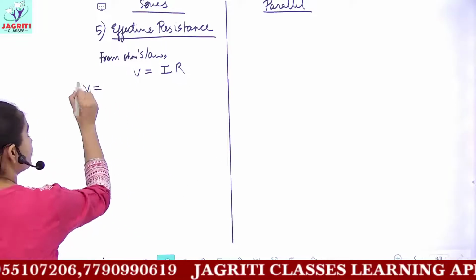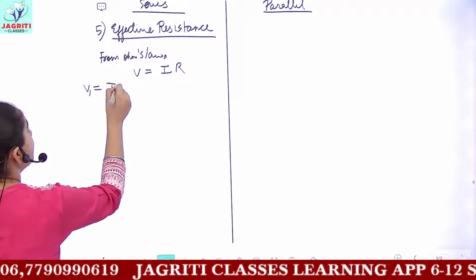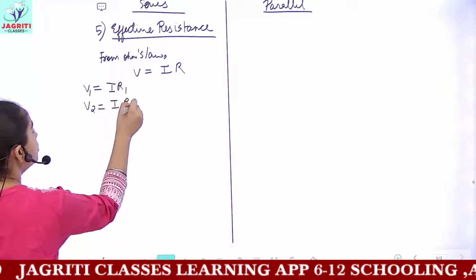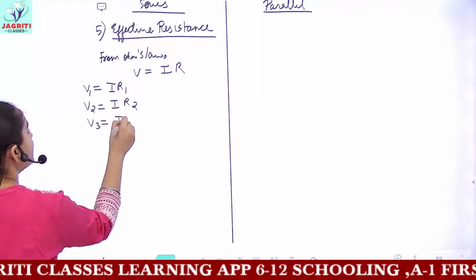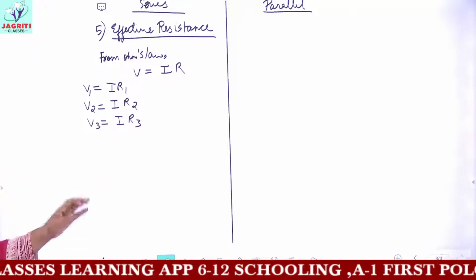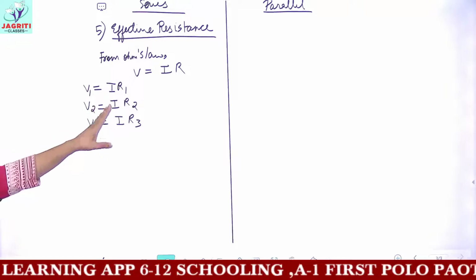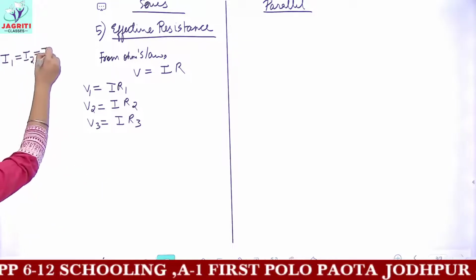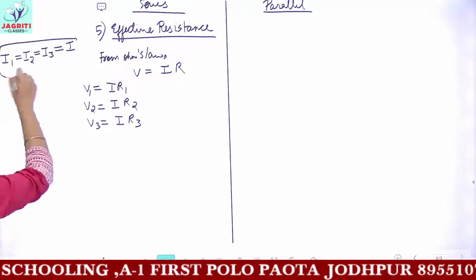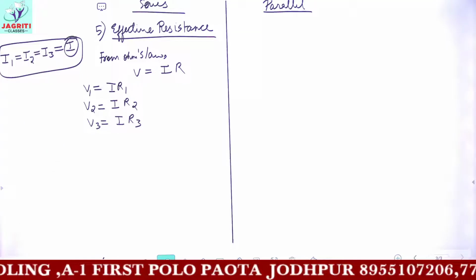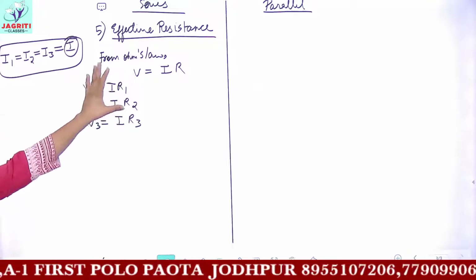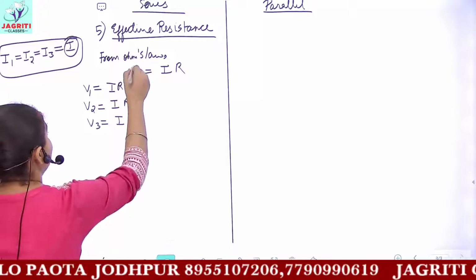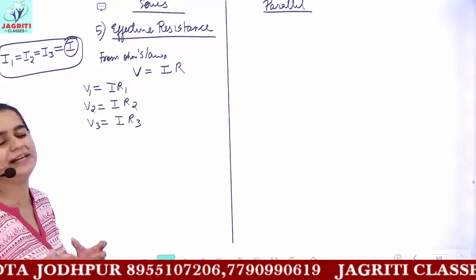That is, the potential of the first would be IR1, the potential of the second would be IR2, and the potential of the third would be IR3. Okay, why have I written only I and not I1, I2, I3? Because we know I1 is equal to I2 is equal to I3, and all these values are equal to the value I. So instead of writing I1, I2, I3, I have just written I. Okay, I hope this is clear now. We have spoken about I, that is current, so many times.